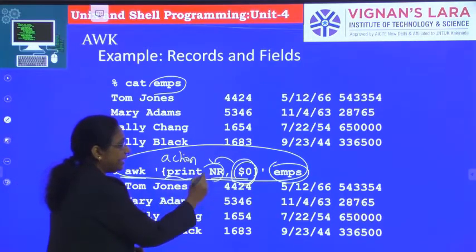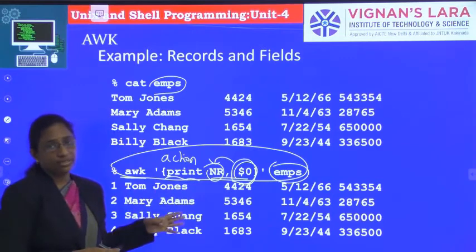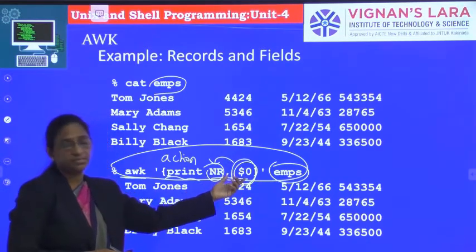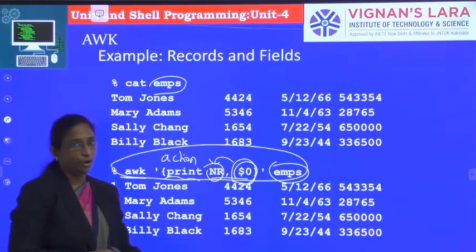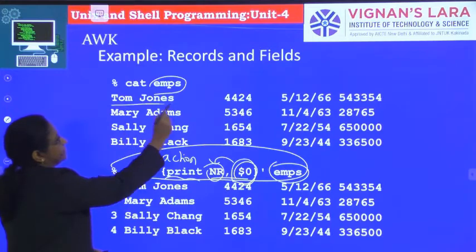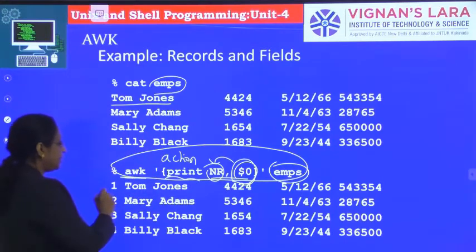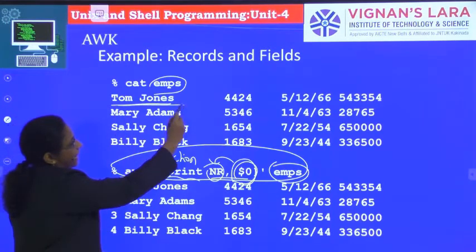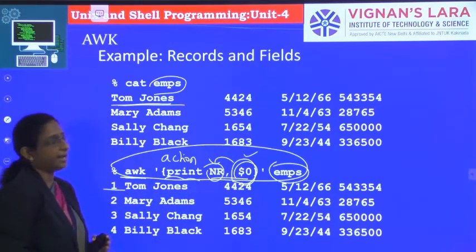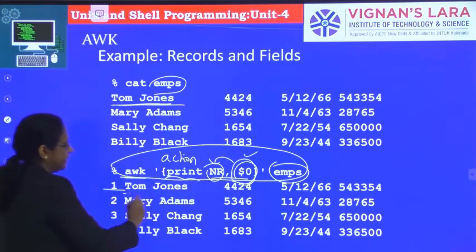When you say NR, it means the number of the current record. Here each line of this EMPS file has to be displayed along with the number of the current record. See here, this is record 1. Since this is record 1, it shows 1 and this entire line, since we have said $0, which means the whole line. The whole line is displayed.